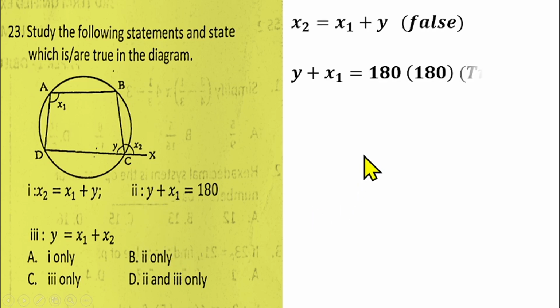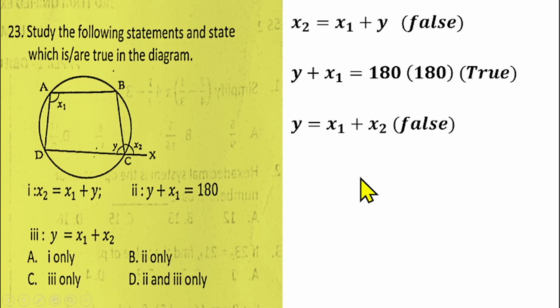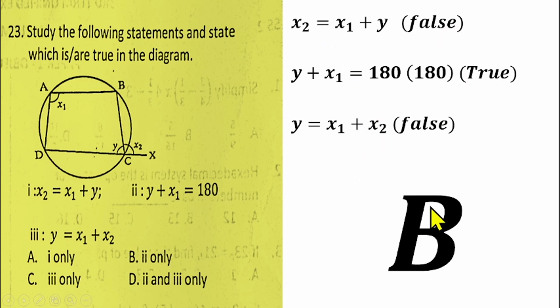Let's check this one. Y is equal to x1 plus x2. That is wrong. That cannot be true also. This and this are equal, but they cannot add up to y. So technically, if you look at the options, it is only one option. Remember, we got one that is correct. I've already explained everything to you. So this is wrong, this is correct, this is false also. That means option B is the right answer for question number 23.